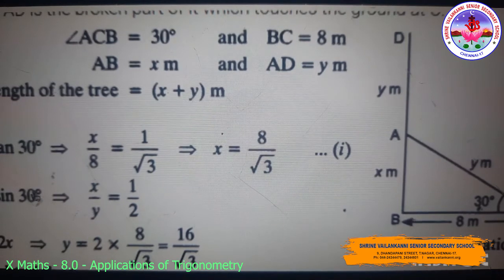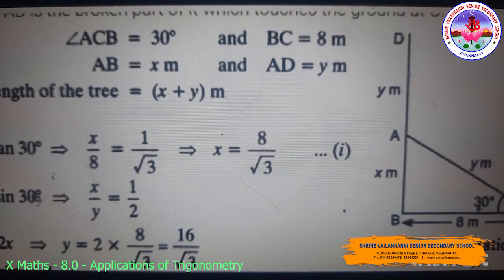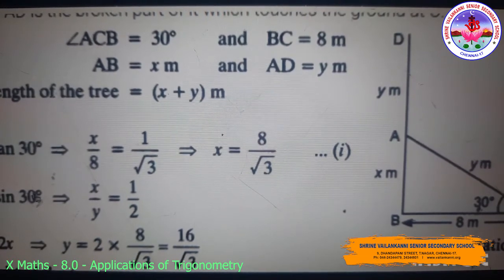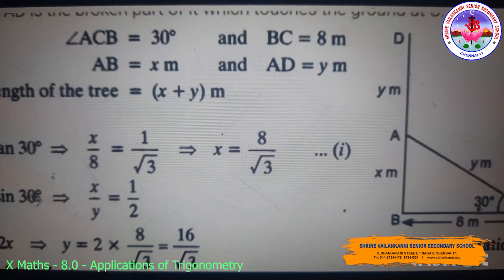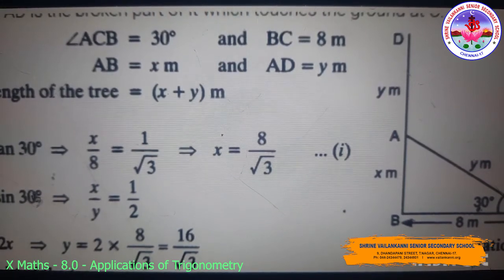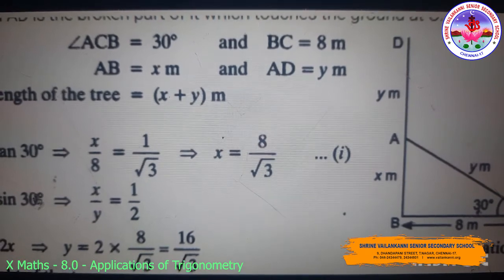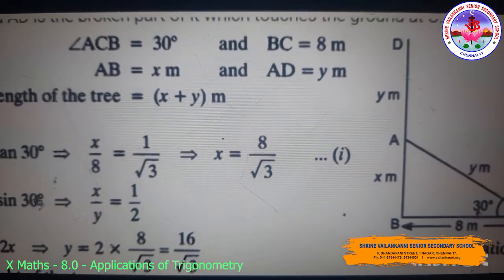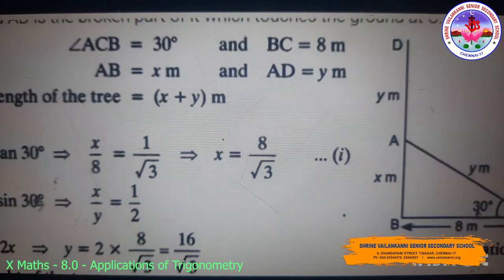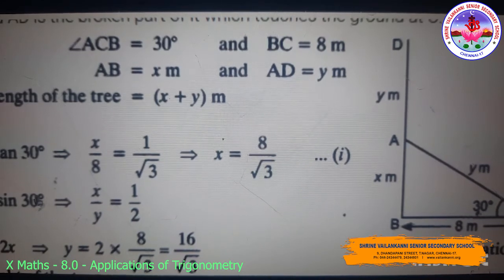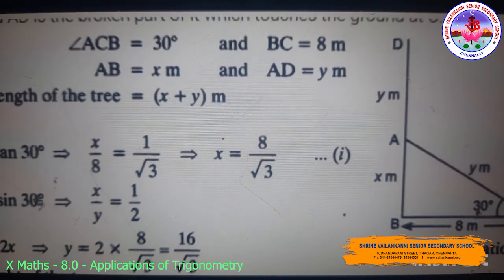Using trigonometric ratio, we are going to find out the length of AB and AD. In this right angle triangle, AC forms the hypotenuse, AB is the opposite side and BC is the adjacent side. So we are going to use tan 30. Tan 30 is equal to opposite by adjacent. So opposite side is AB, adjacent is BC.